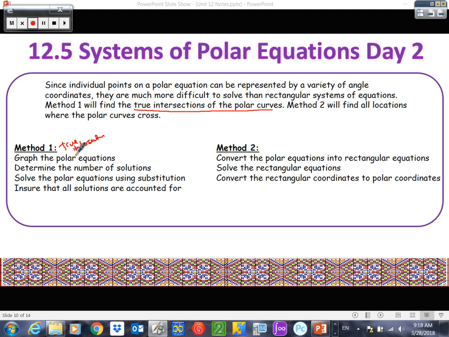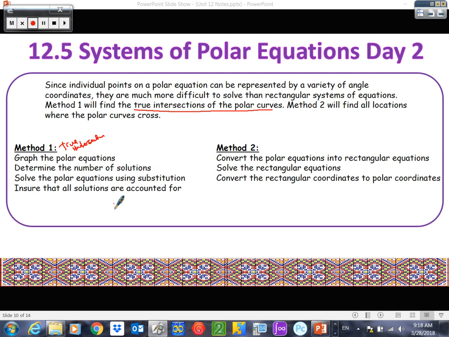And to be honest, the procedure for method 1 is much easier than method 2. And maybe it'll bring some love for polar for you. Maybe you start loving polar when you see the difference between the two. Method 2 is a bit more intense. So method 1 is going to give us true intersections, just where the actual angle measures would coincide.